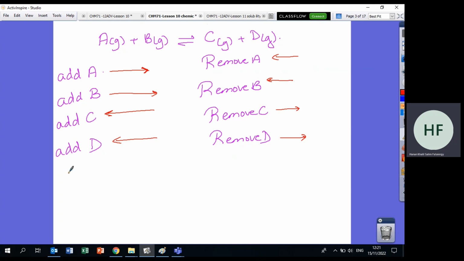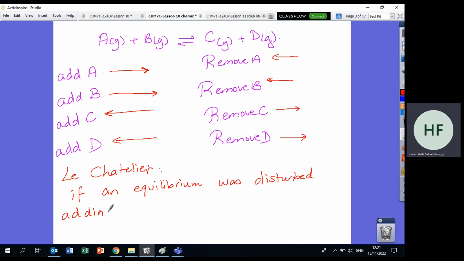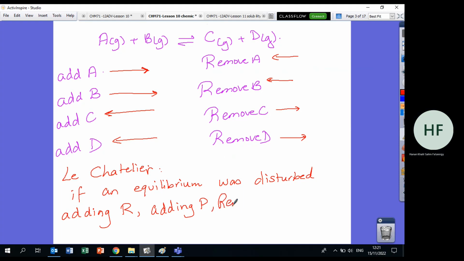How do we disturb the equilibrium? Le Chatelier said, if an equilibrium was disturbed, يعني اخترب. How do we disturb it? By adding reactants أو by adding products أو by removing reactants أو by removing products.